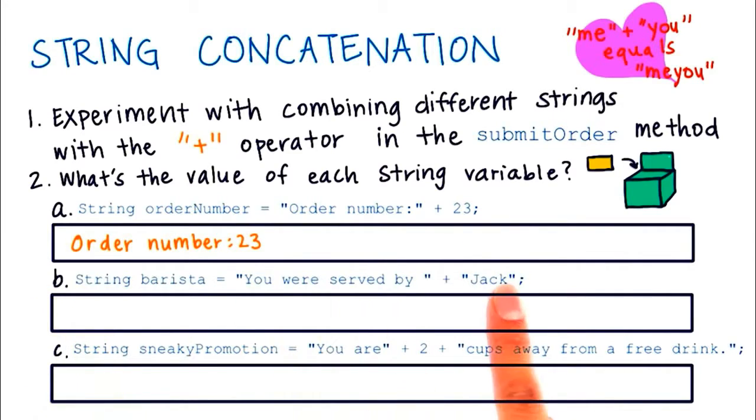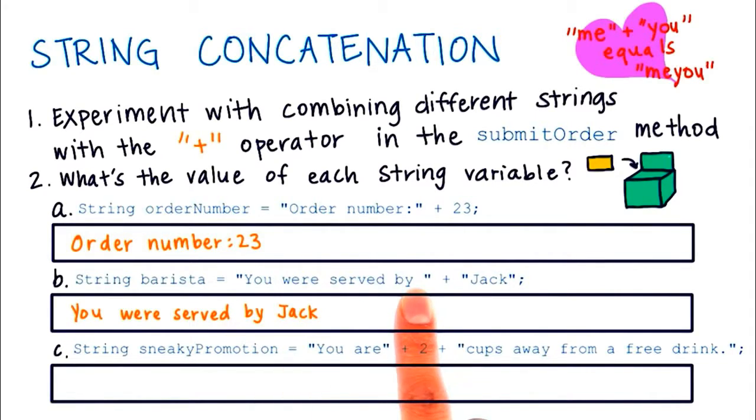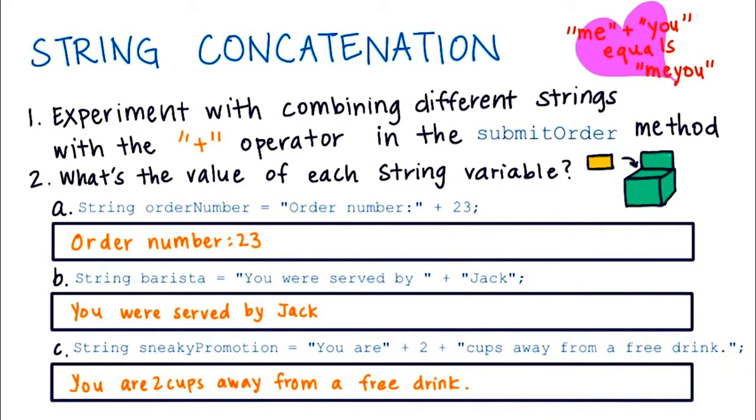For part B, the right-hand side of the equal sign evaluates to the string, you were served by Jack. There's a space here because there's a space right before we have the end quote. For part C, this string evaluates to, you're 2 cups away from a free drink. The number 2 is an integer literal value here because it's not in quotes, it's just a plain number 2. Since we have an integer concatenated with a string, it just becomes a string. And all these parts are combined together. So we pretend to squish them together, and that's why there's no spaces right here. Because there's no space after the R, and there's no space before the cups, so our 2 cups is all combined with no spaces.